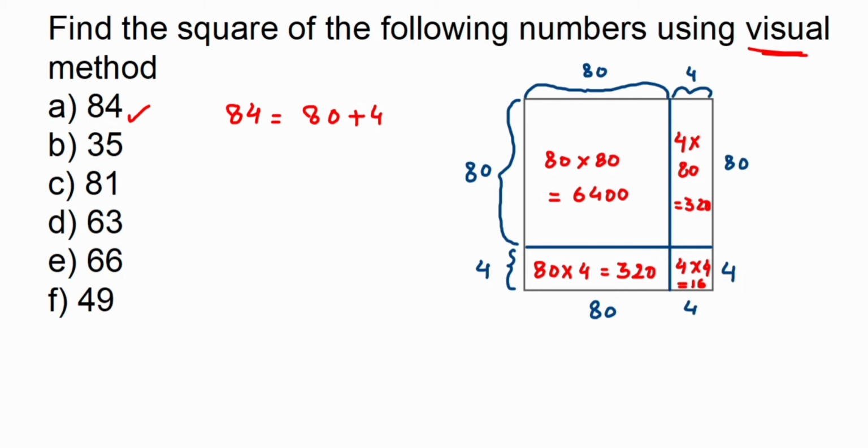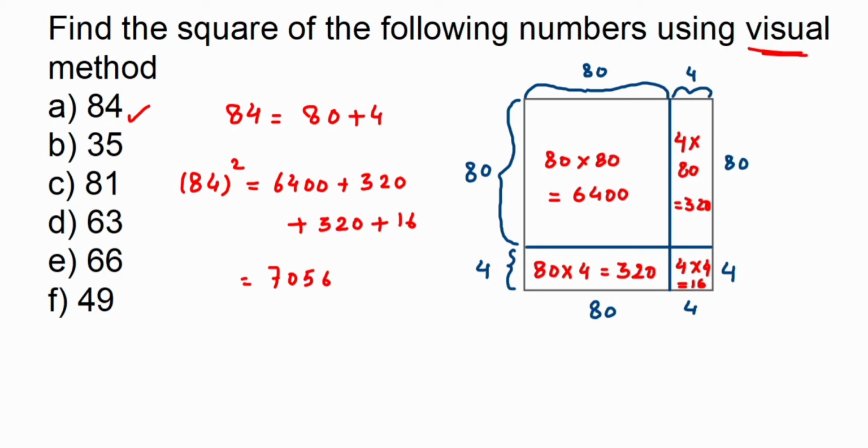So from here we can write down 84 squared is nothing but, just add all the numbers. So 6400 plus 320 plus again 320 plus 16. So just add them up, and after adding we'll get the answer as 7056, which is nothing but the square of 84.